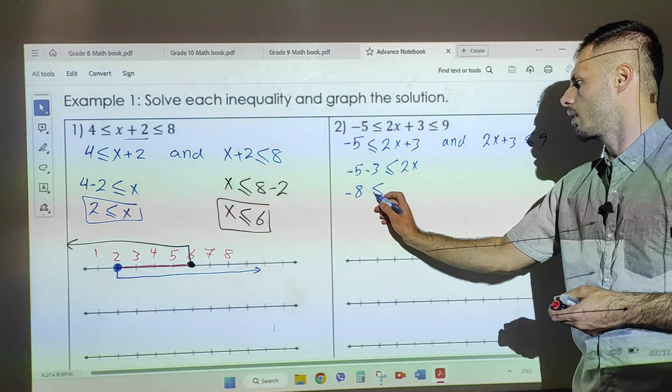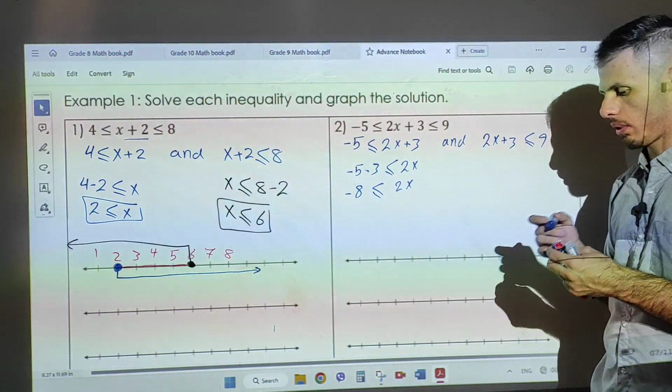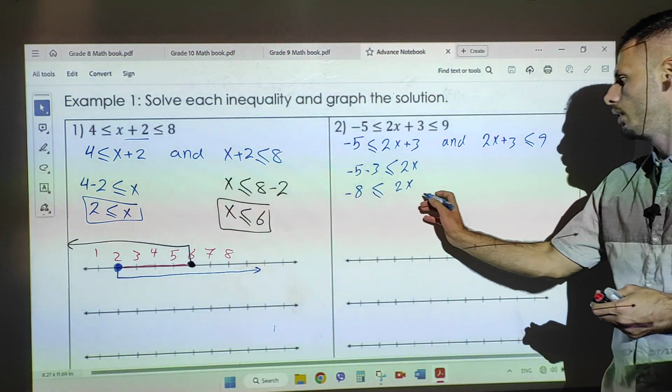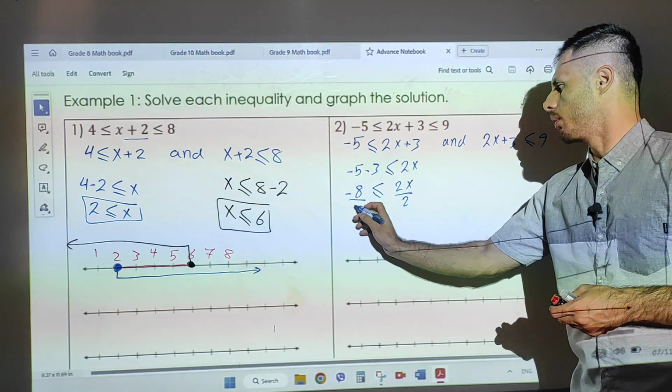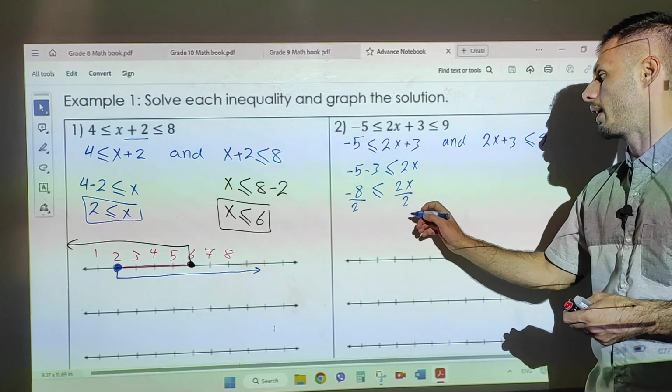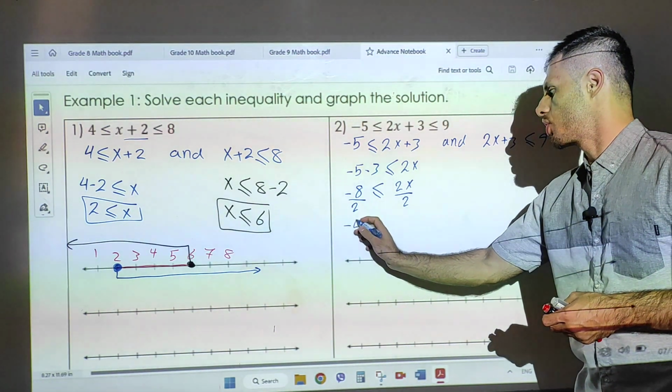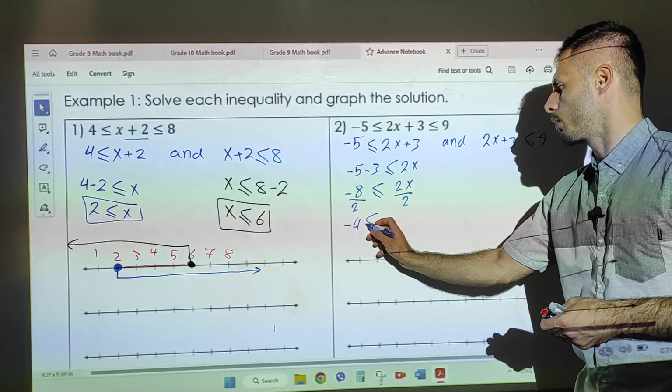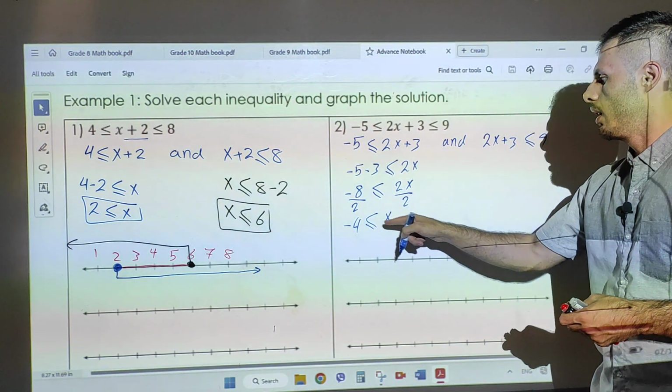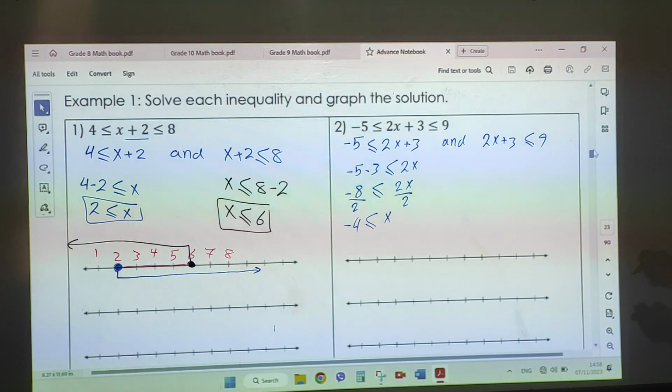-8 is less than or equal to 2x. Because we have 2x, we can divide by 2. Divide by 2. Because we divided by a positive number, we don't change the sign of the inequality, we keep it the same. -4 is less than or equal to x. The other part.